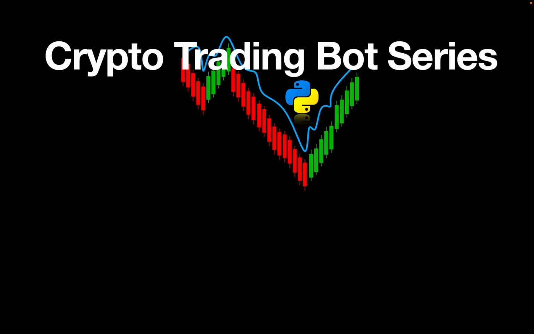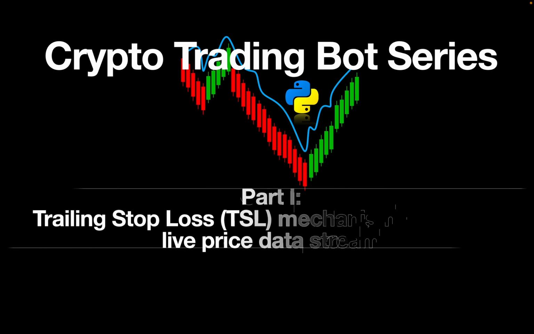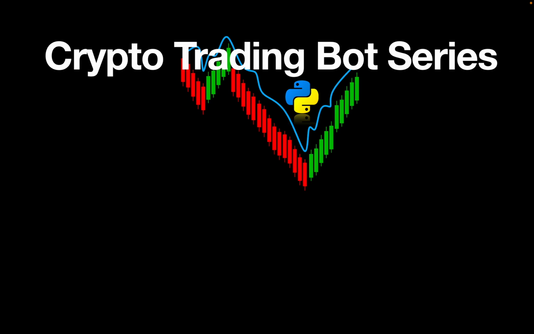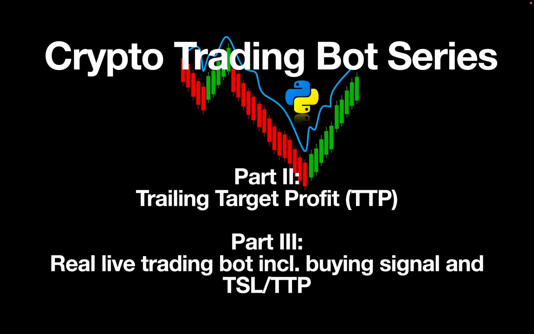Hello and welcome! In this video, or rather video series, we are constructing a cryptocurrency trading bot with Python using very interesting and important concepts. In this part, we are covering a dry run implementing a trailing stop loss mechanism within a crypto live price data stream without executing any real orders. In part 2, we are taking a look at another very interesting concept, which is the trailing target profit, slightly more challenging both to understand and code in Python.